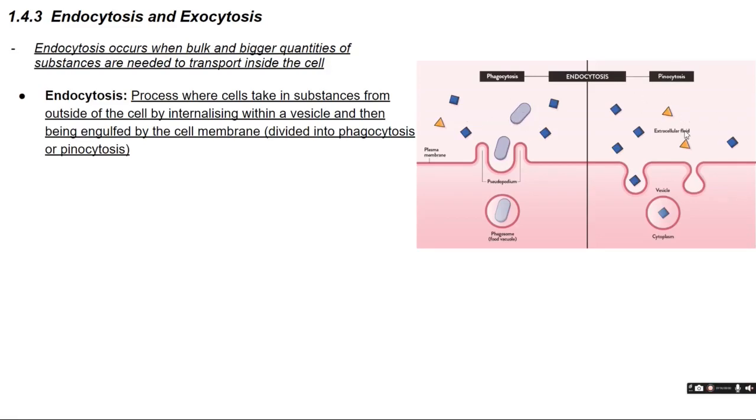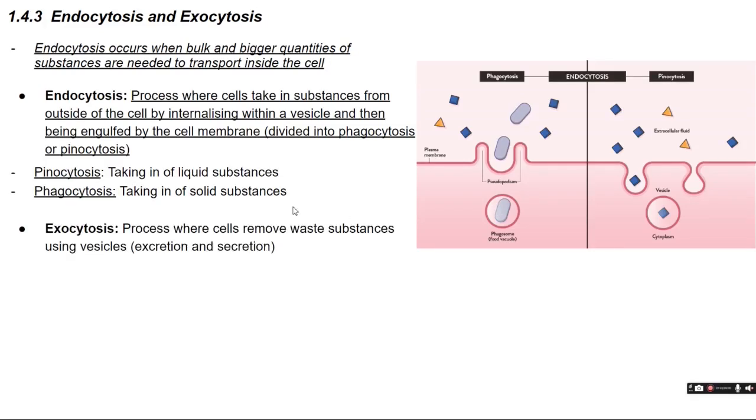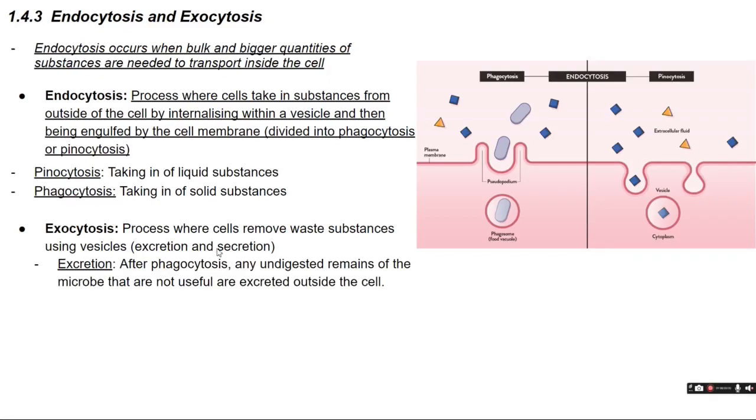We see here that the substance moves towards the membrane and the membrane sort of engulfs it and breaks apart to form a vesicle. Pinocytosis is the taking in of liquid substances, as we see here, and phagocytosis is the taking in of solid substances. Then we have exocytosis, which is the opposite of endocytosis. It's the release of waste outside the cell using a vesicle, and it's also divided into two types, excretion and secretion. Excretion: after phagocytosis, any undigested remains of the microbe that are not useful are excreted outside the cell.